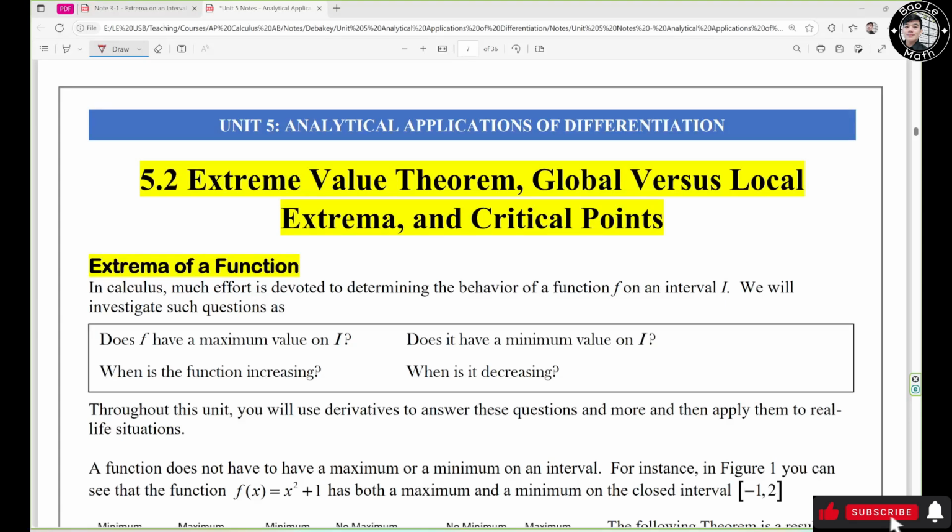In this video, we're going to explore topic 5.2: Extreme Value Theorem, Global versus Local Extrema and Critical Points. Now, extrema of a function. In calculus, we need to determine if the function f has a maximum value on the interval I, if the function f has a minimum value on the interval I, when the function f is increasing, and when the function f is decreasing.